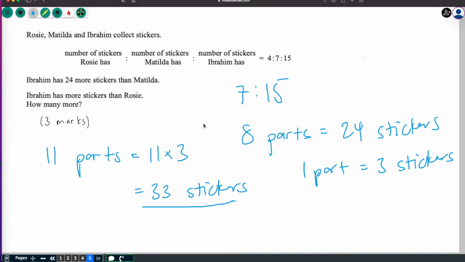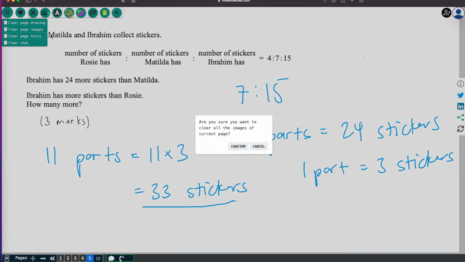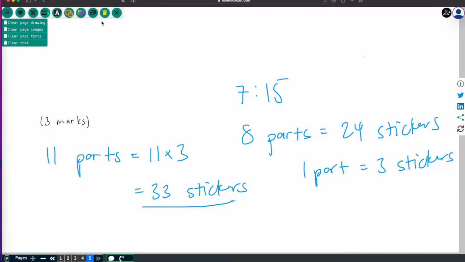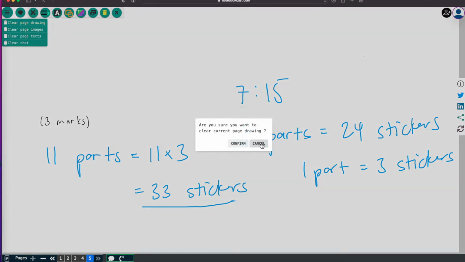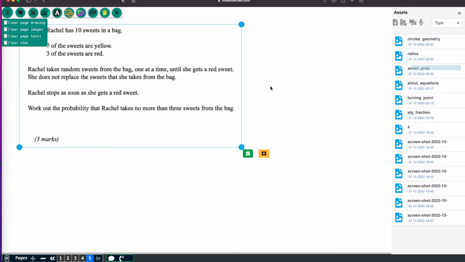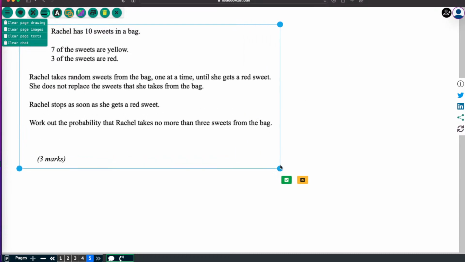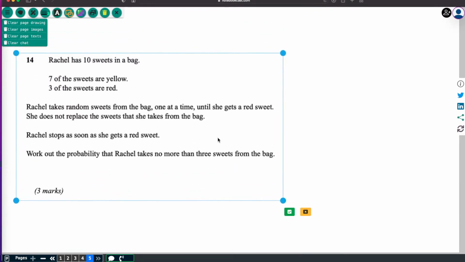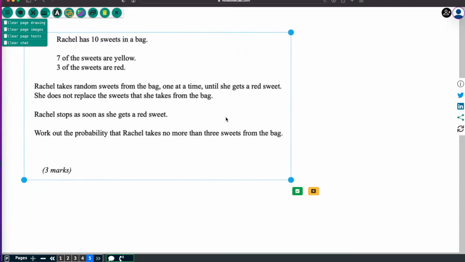All right. Next one. I said we're going to do probability, right? So let's do the probability question. Clear images. Confirm. Clear drawings. Okay, then let's get probability.